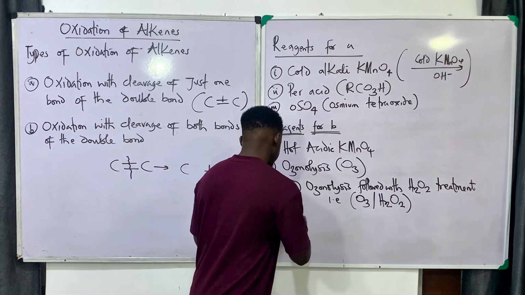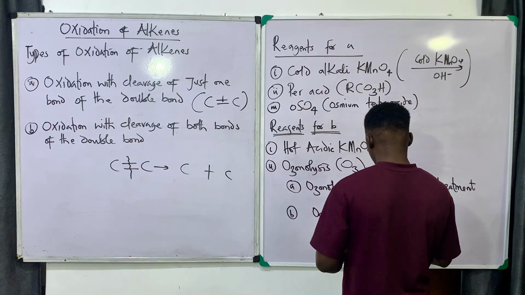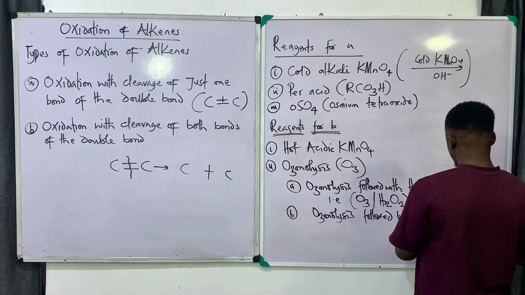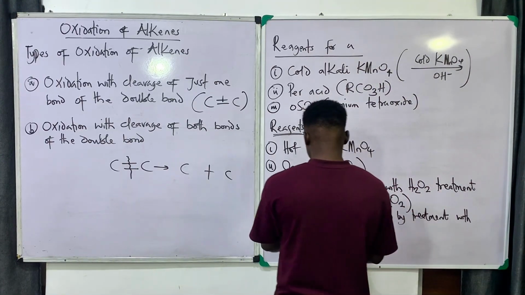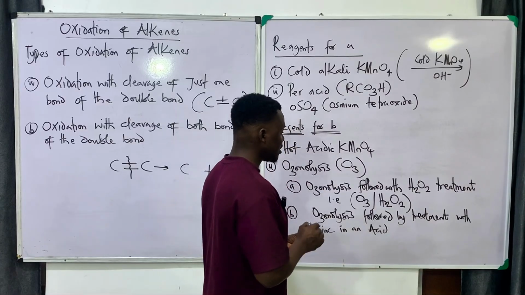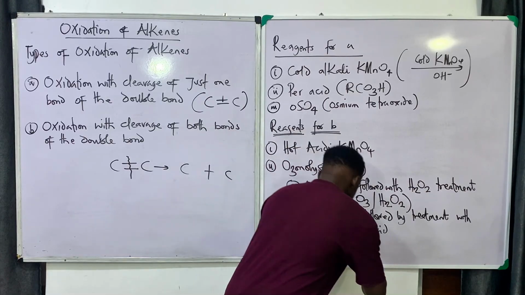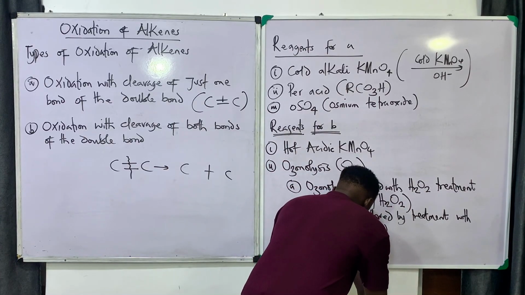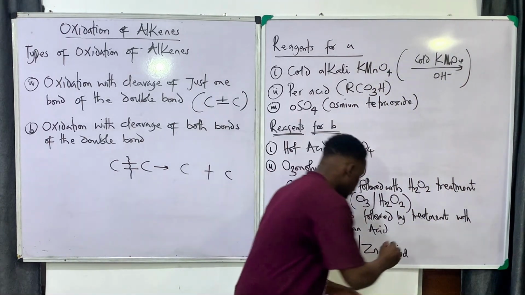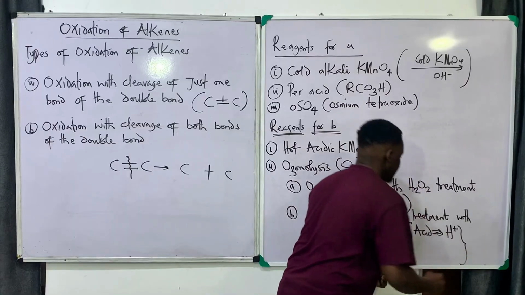And the next one is ozonolysis followed by treatment with zinc in an acid. Ozonolysis followed by treatment with zinc in an acid. So how do you write that? This is how they normally write it. That is it.